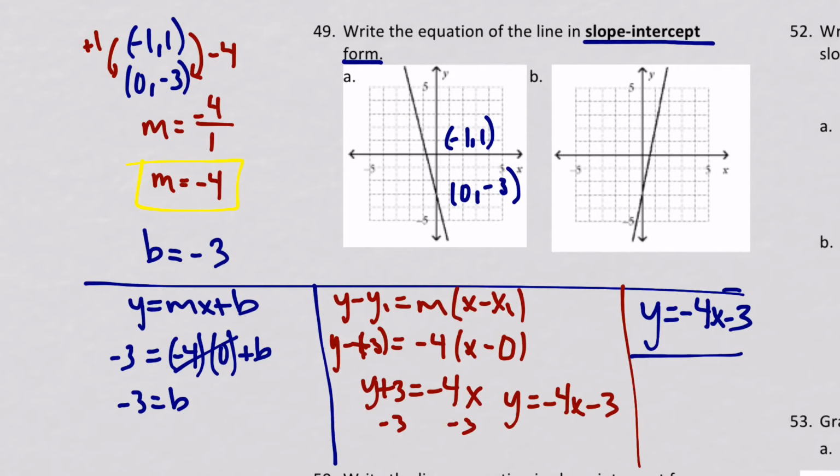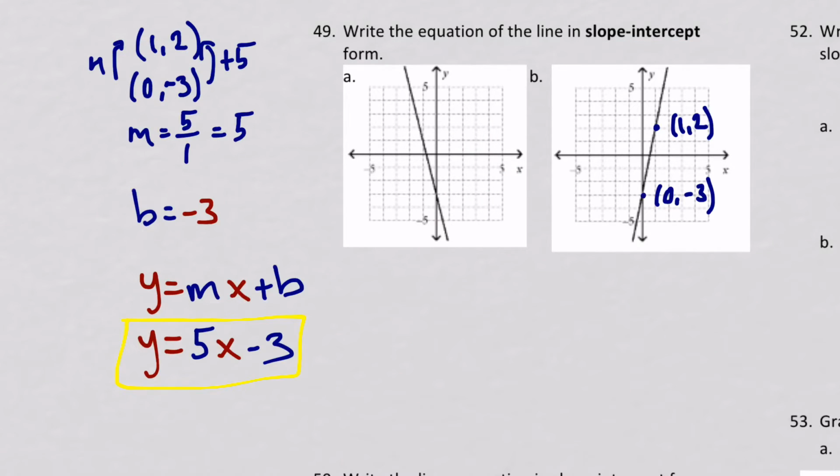Either way that you solve this, you will get the same answer. Same solution, same equation. Okay, go ahead and work on b on your own. Find the equation of that line. The route I suggest you go is to find the slope, just like I did here, and then just look at the graph to see if you can figure out what the y-intercept is, and then just use those two values to plug it into y equals mx plus b. Okay, go for it.